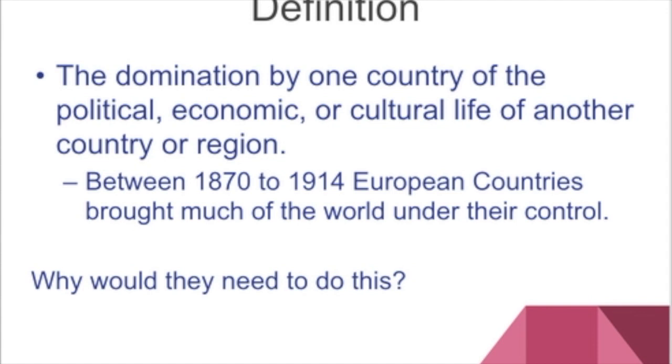You're going to see in the late 1800s into the early 1900s that the European countries are going to start to take over, and usually violently take over, places in Africa and Asia in order to dominate them politically, economically, and culturally.